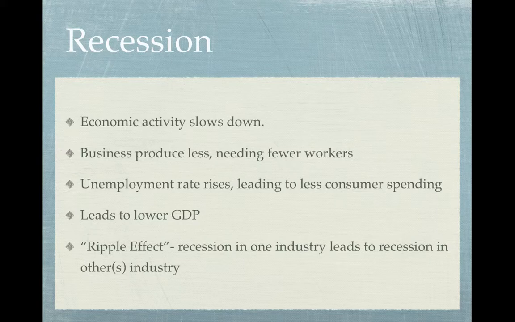This is commonly known as the ripple effect because as it happens in one industry, that could lead to a recession in another industry. So for example, if we have a recession in the automaking industry, people are not wanting to buy parts of cars or entire cars, then the businesses that supply auto parts are going to have a recession as well. So it starts to impact other activities and trickle down from there.